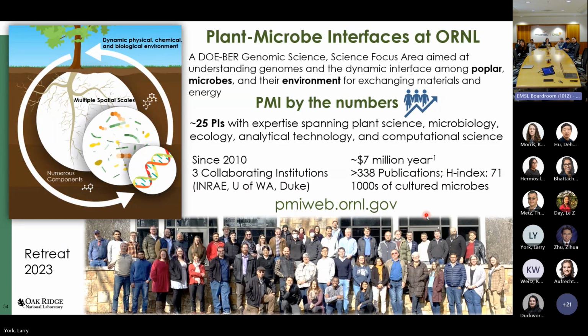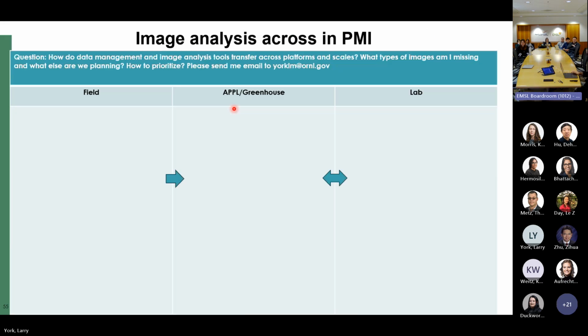I want to talk a little bit about our Plant Microbe Interfaces SFA. I've been involved for just a couple of years, but it's been ongoing for many more than that, since 2010. We just had our latest annual meeting most recently. You have an alumnus here with Eastland. We're thinking about how Populus, the tree species, influences the microbiome around it.